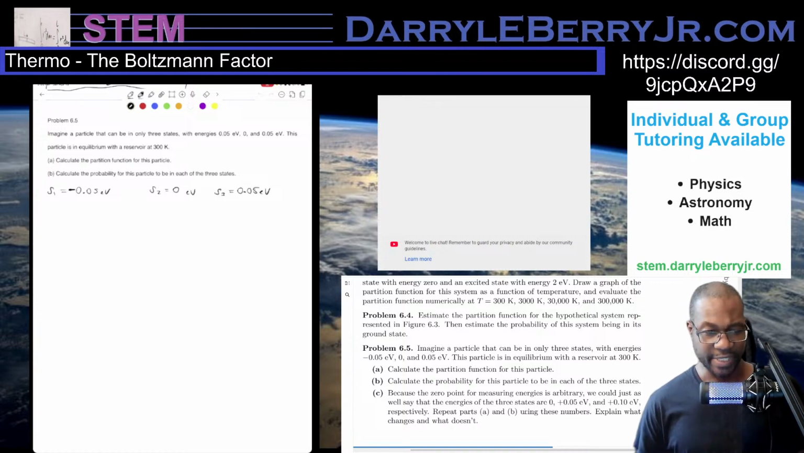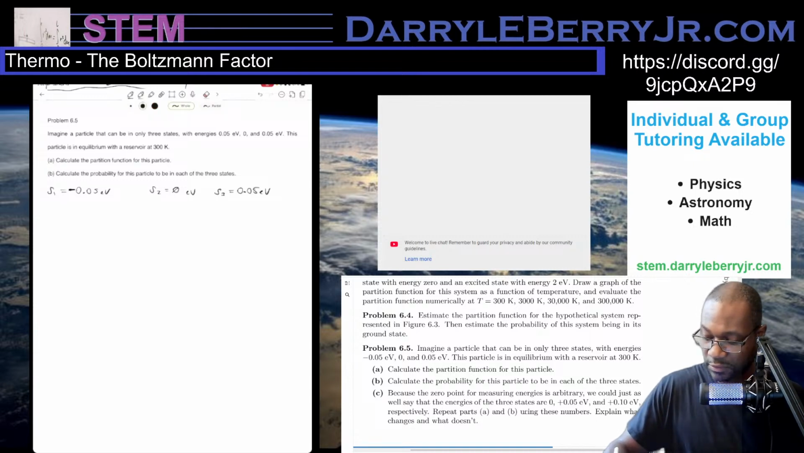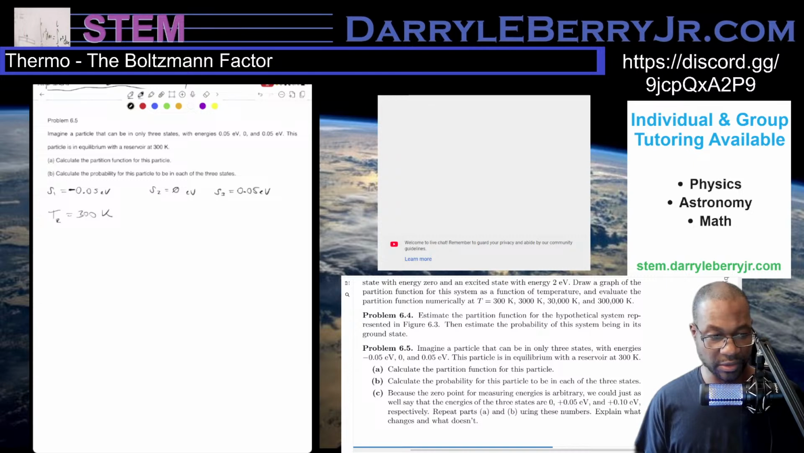Right, so imagine a particle that can be in only three states. I'll call these states S1, S2, and S3: negative 0.05 electron volts, 0 electron volts, and 0.05 electron volts. This particle is in equilibrium with a reservoir, so T_R equals 300K. Calculate the partition function for this particle.